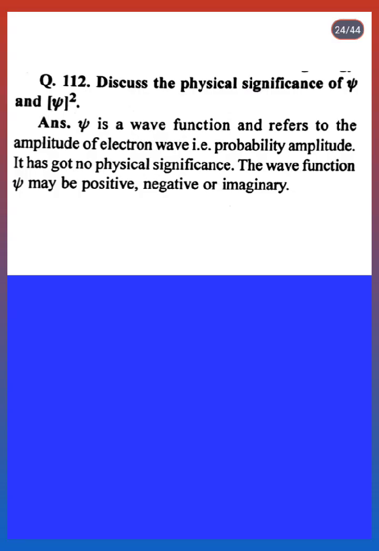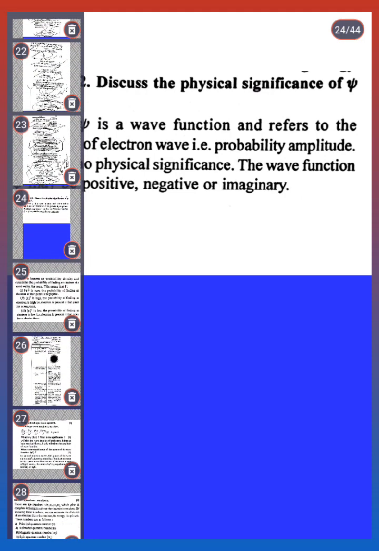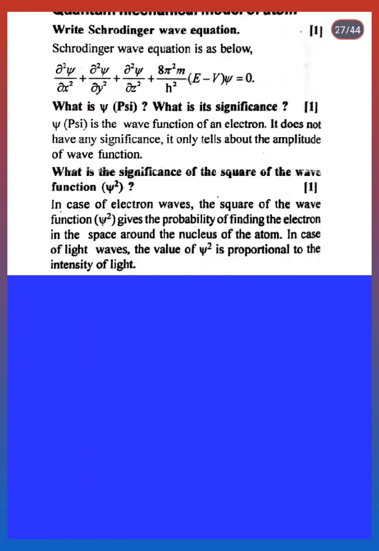Next is the psi, that is a wave function. So first we will know what is the Schrödinger wave equation. The Schrödinger wave equation is: del square psi over del x square plus del square psi over del y square plus del square psi over del z square plus 8 pi square m over h square (E minus V) psi is equal to 0.